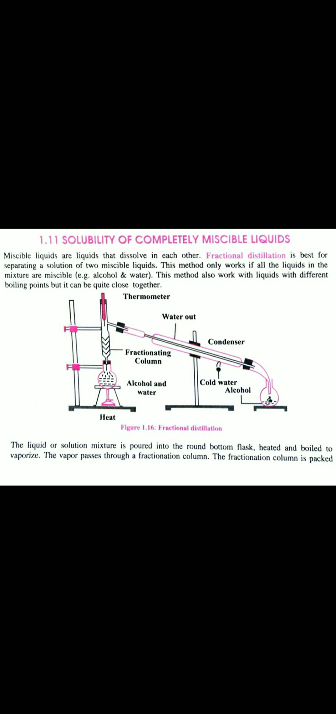Now by the fractional distillation method, we are separating two miscible liquids from the solution. This method only works if all liquids in the mixture are miscible, for example alcohol and water. It works with liquids of different boiling points, but they can be quite close together. Now this is the method in which we are separating the mixed water and alcohol.